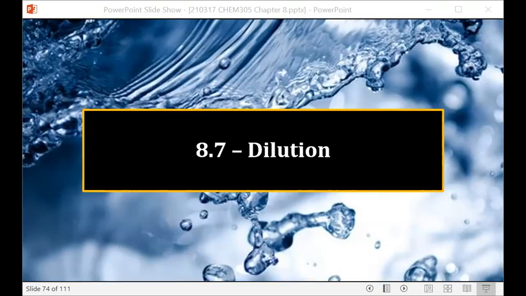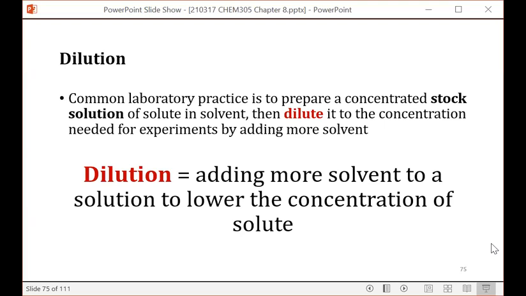Everybody, welcome back. We're going to continue chapter 8 now with section 8.7 on dilutions. A common laboratory practice is to prepare a concentrated stock solution of solute and solvent and then dilute it to the concentration needed for experiments by adding more solvent.